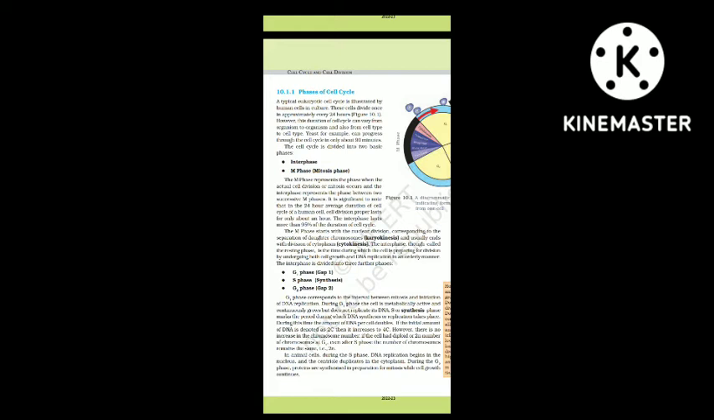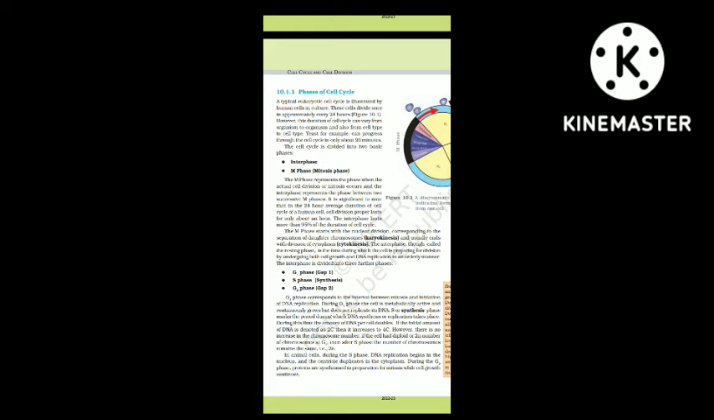Figure 10.1: a diagrammatic view of the cell cycle. The M phase starts with the nuclear division, corresponding to the separation of daughter chromosomes, karyokinesis, and usually ends with division of cytoplasm, cytokinesis. The interphase, though called the resting phase, is the time during which the cell is preparing for division by undergoing both cell growth and DNA replication in an orderly manner.